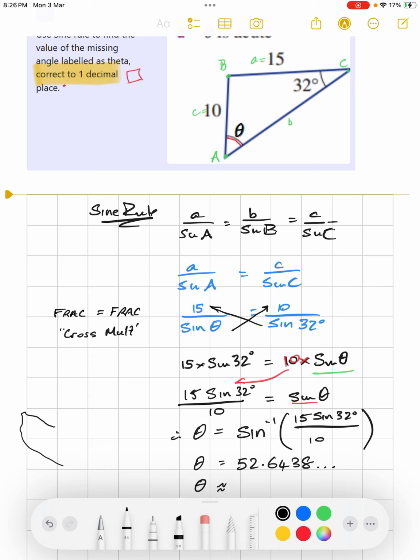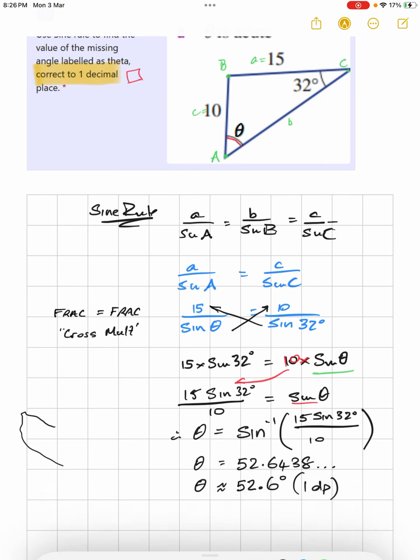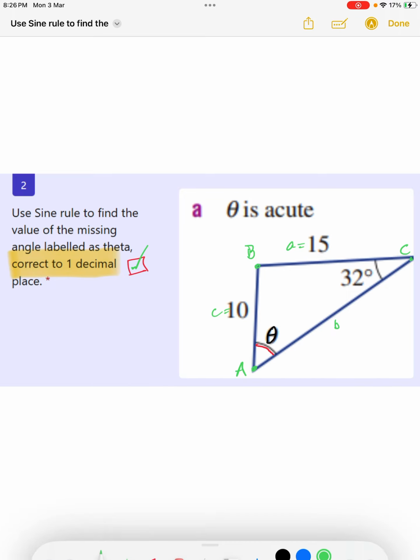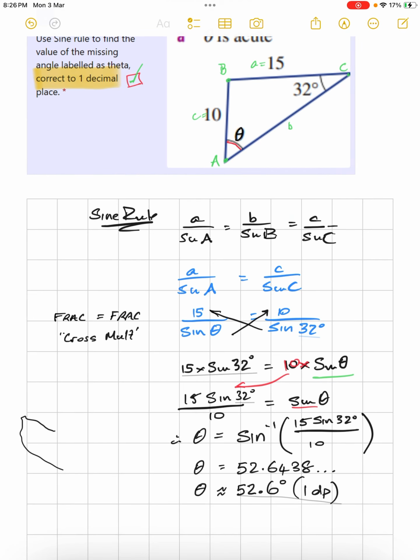So let's put 52.6 degrees, to one decimal place. Then we can go up here and say, yep, we've ticked that box. We've got one decimal place.